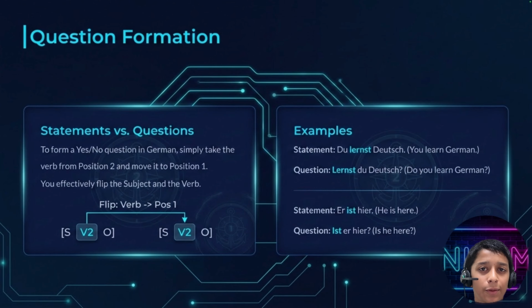Questions follow a simple and elegant rule. To form a yes or no question, move the verb from position 2 to position 1. The subject and verb effectively exchange places. Statement: Du lernst Deutsch. Question: Lernst du Deutsch? Statement: Er ist hier. Question: Ist er hier? No auxiliary verb is required. No additional particles. The verb alone placed at the beginning signals that the sentence is interrogative. This directness is one of the strengths of German grammar.